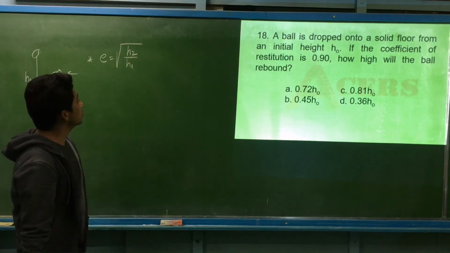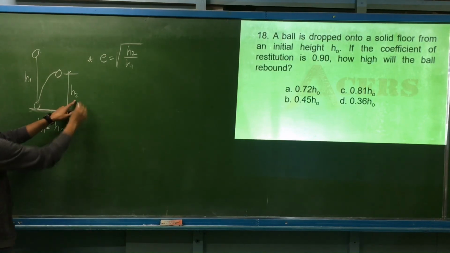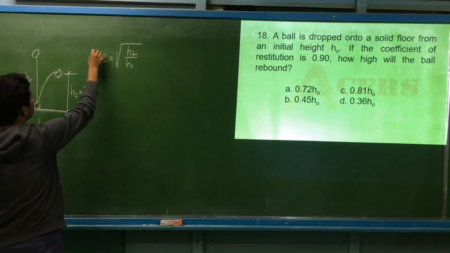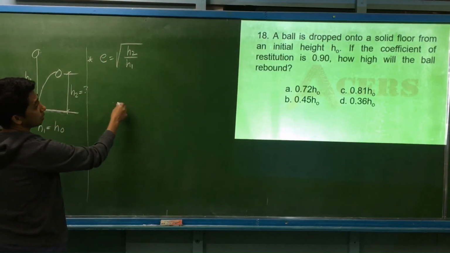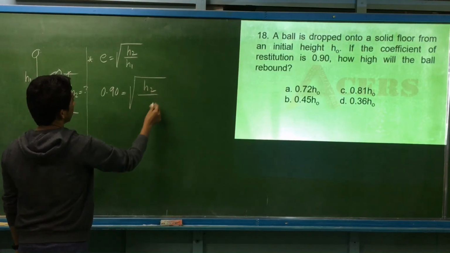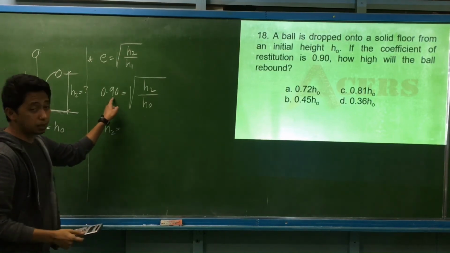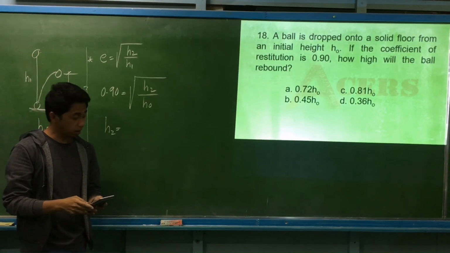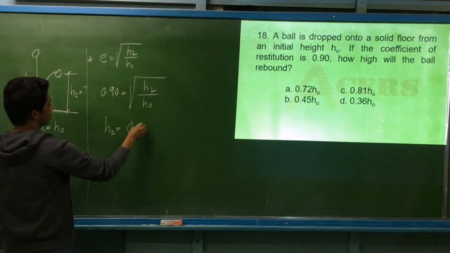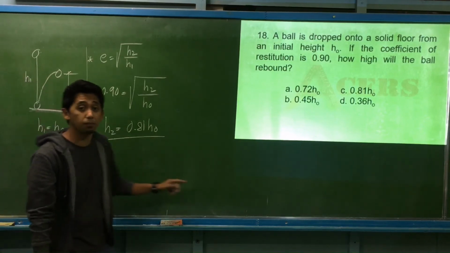So what is our initial height? For this case, our initial height h sub 1 is equal to h sub O. We're looking for h sub 2, the rebound height. The coefficient of restitution is given as 0.90, equal to the square root of h sub 2 divided by our initial height h sub O. What will be the equivalent of h sub 2? That will be the same as 0.90 squared times h sub O. That is the same as 0.81 of the initial height. That will be our answer: 0.81, letter C.